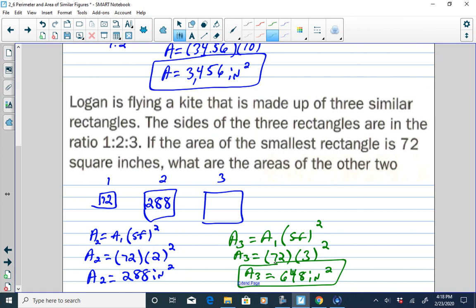All right, so just to review quickly, we have the several rules. The first rule we started with is that the ratio of the perimeters of similar figures is equivalent to the ratio of the corresponding sides, and then we had the ratio of the areas of similar figures is equal to the ratio of the squares of the corresponding sides.